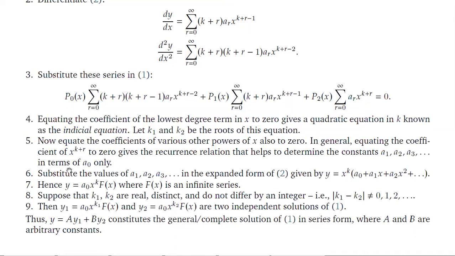Please note, once you get to this step, that is y = a0 x^k F(x), based on the two values of k, we will have to get two different solutions. One solution will be called y1, by taking the first value k1. By taking the second value k2, we get another independent solution, which is y2. So we get the complete solution only by combining them.